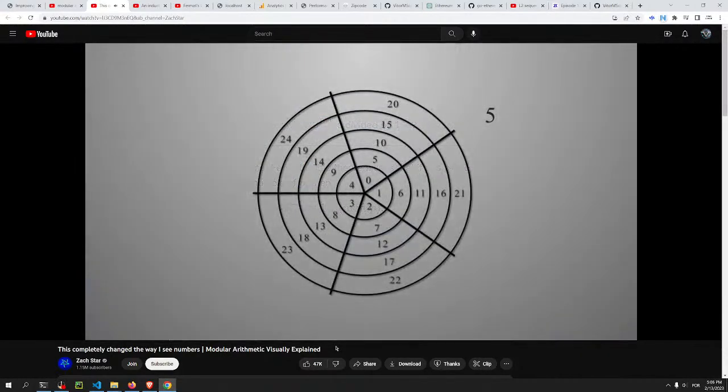Another cool property that works for any wheel with a prime number of sections is that if you take any number and raise it to that prime power, or 5 in this case, the result will be in the exact same section.